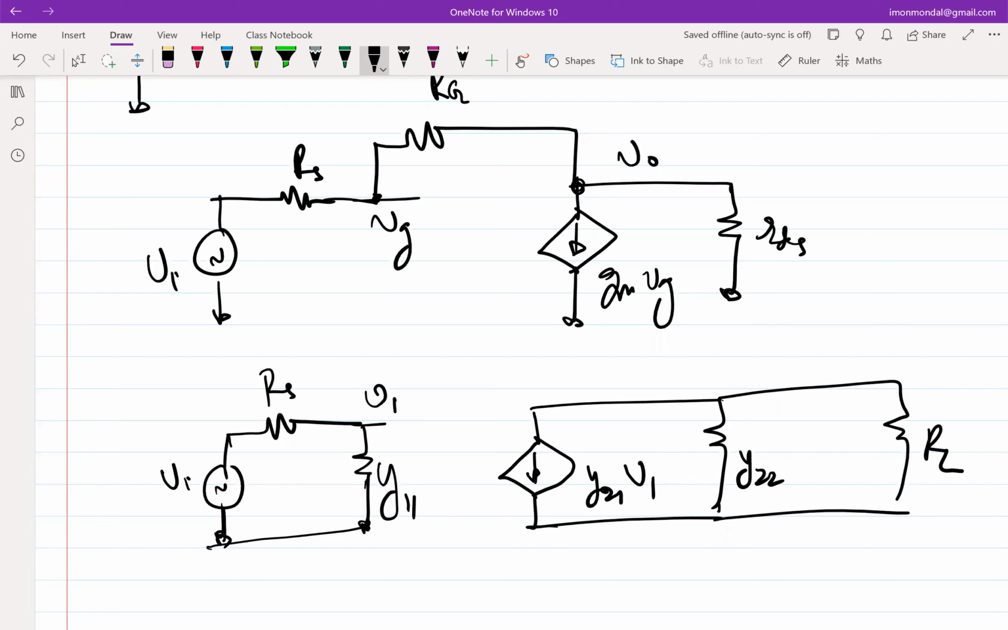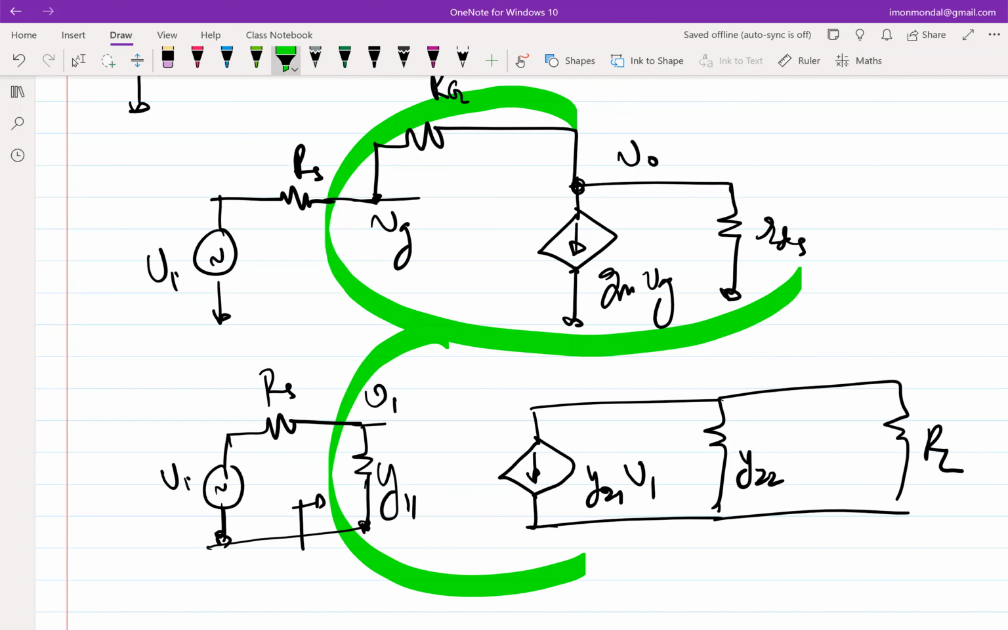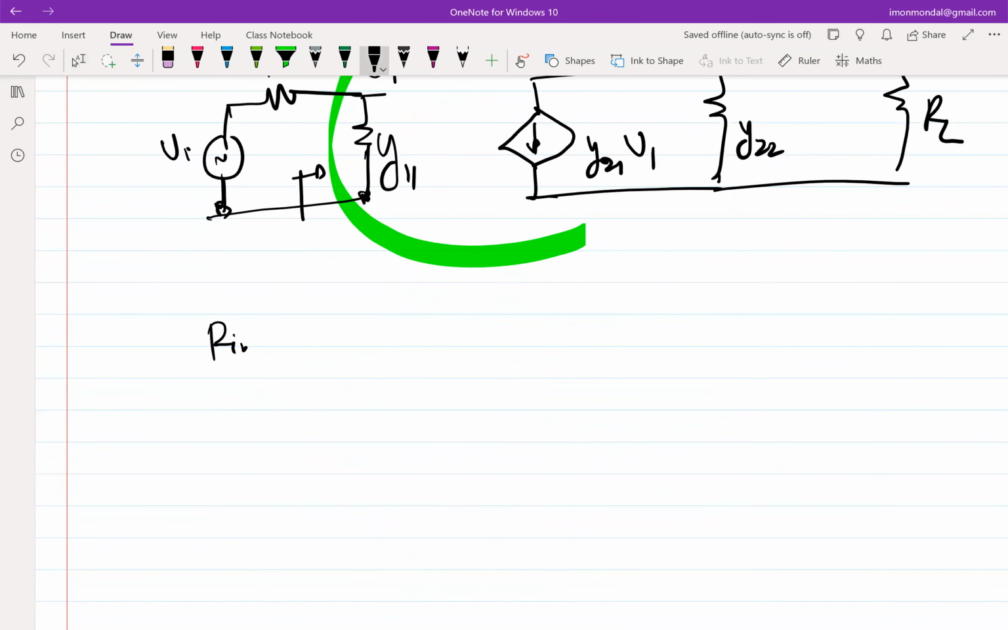Another way of saying that Y11 is 0 is that whatever you are looking into should have zero admittance, or infinite impedance. Now, you obviously cannot have infinite, which means that the impedance looking in has to be much greater than RS. That is the practical definition of infinite in our case. So if I look at this terminal, this contraption, and ask what the input impedance is, this Rin has to be greater than RS.